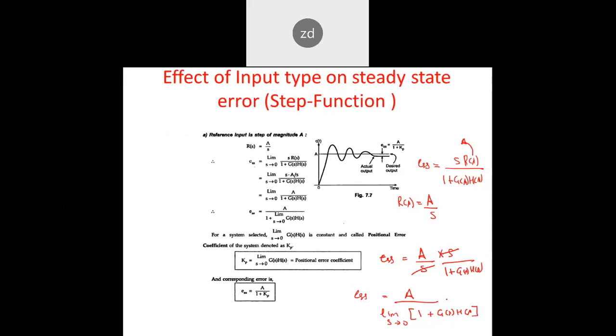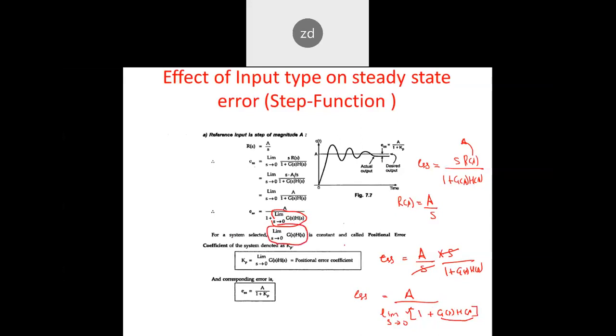So this is the limit s tends to 0. Here there is no s term involved, so directly we'll move to this particular part: limit s tends to 0 of G of s H of s.